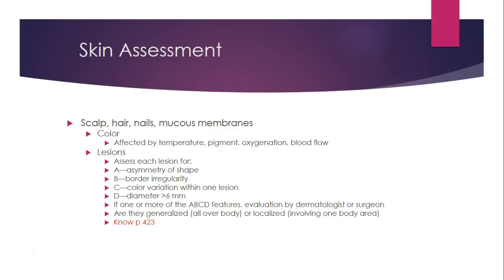If they have any lesions, I expect you to be able to do the ABCD. So looking for asymmetry, looking for border irregularities, looking for color variation, and looking at a diameter of greater than 6 millimeters. So if one of those things are present, they need to have follow-up. And then also know some of the terms for this. So in your book on page 423, we've got some of the classic terms for this. It's really hard to understand derm unless you use the words that are associated with it.